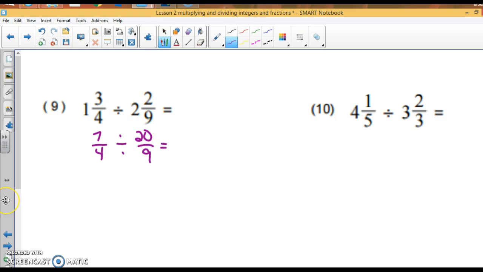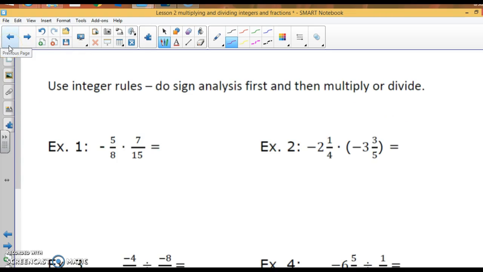Now, it's division, so I need to keep, switch, flip. 7/4 times, flip this, 9/29. There is no reducing possible, so I multiply straight across. 9 times 7 is 63 over 80. And I'm done.